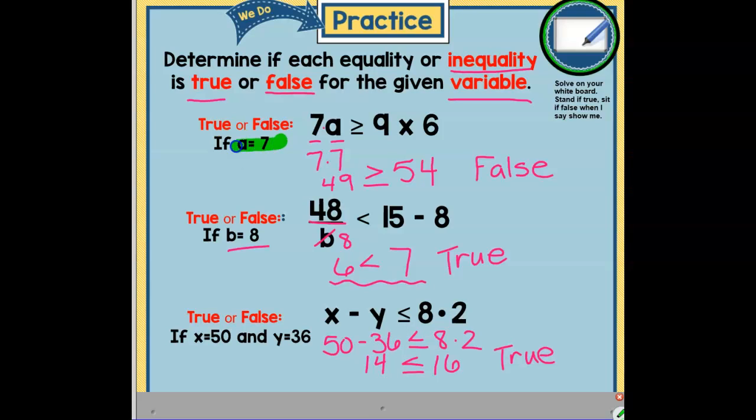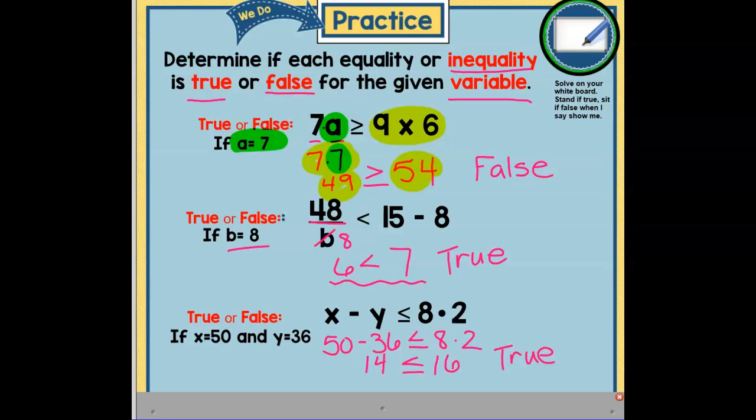Our first step is we need to find out what our variable is worth, and then we need to substitute that variable in. Once we do that and we have all numbers, now we can actually evaluate each side. I can do my 7 times 7. I can evaluate this side and get a value. Then I can evaluate the other side and get one value. Once I have two values, I can look at my symbol and say, is that a true statement or a false statement? Again, I always have to read it left to right. Then I determine if it is true or false based on what I calculated each side to be.